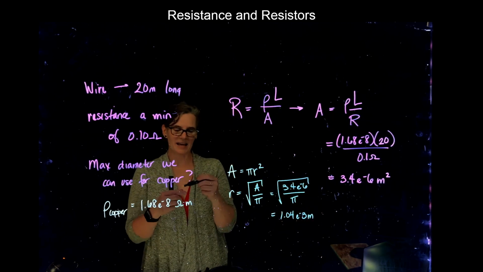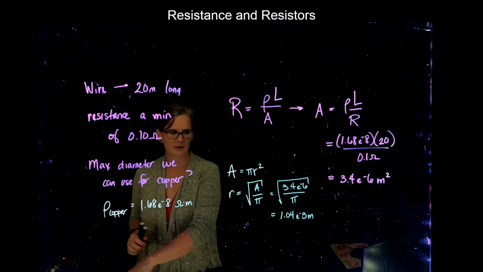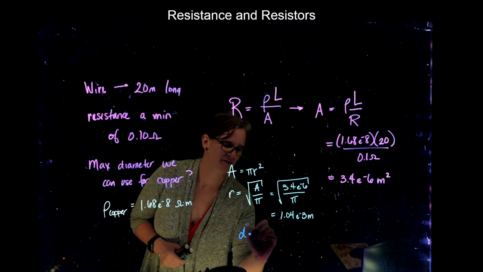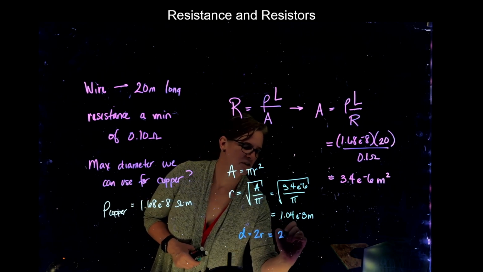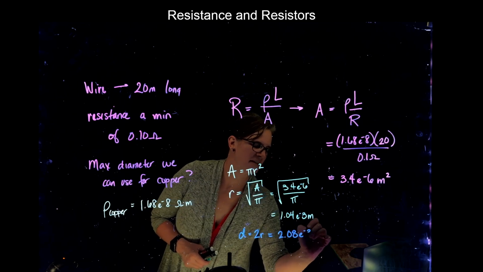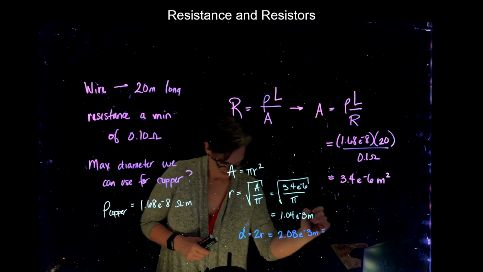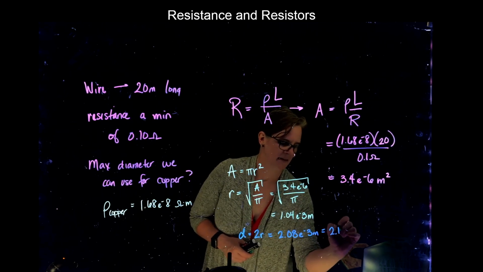That's the radius, and of course we've asked for the diameter. So the diameter, am I too low? No, the diameter is 2 times the radius, which is 2.08 times 10 to the minus 3 meters, or 2.1 millimeters.